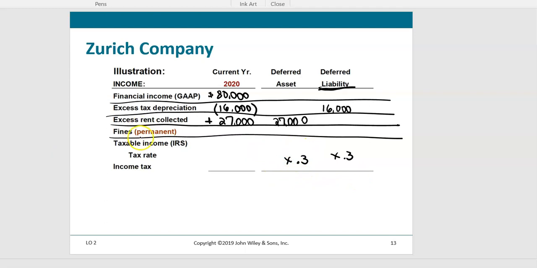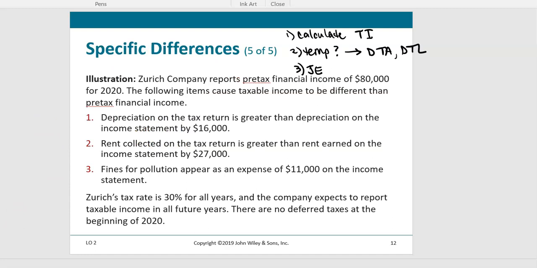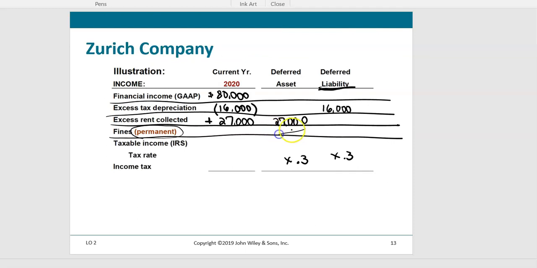The fines we see here, we're told that this is permanent. That is always the case. Fines for pollution appear as an expense of $11,000 on the income statement. Because it's permanent, we don't need any deferred tax asset, or there's no future taxable amount, no future deductible amount. How do we adjust to get from the $80,000 of pre-tax income on the income statement down to taxable income? We know the amount is $11,000. Are we adding or subtracting the $11,000? Well, we reduced pre-tax income by $11,000, but we need to add that back because we cannot take that as a deduction on our taxable income.